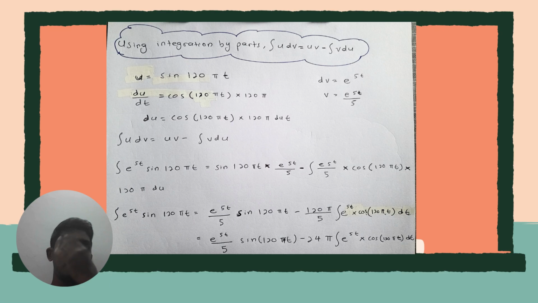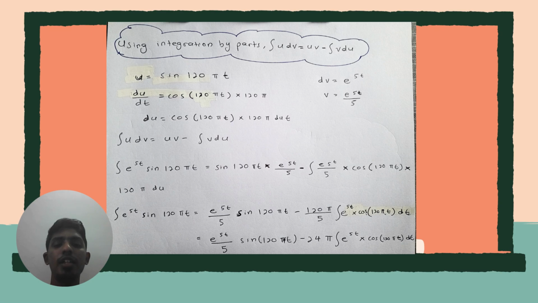Okay, next step is using the IBP, that is integration by parts. You label u equals sin 120 pi t, and then you differentiate it, you get cos times 120 pi t. Then dv equals exponent 5t, then v equals exponent 5t over 5. After you solve u and du, you substitute into the equation.